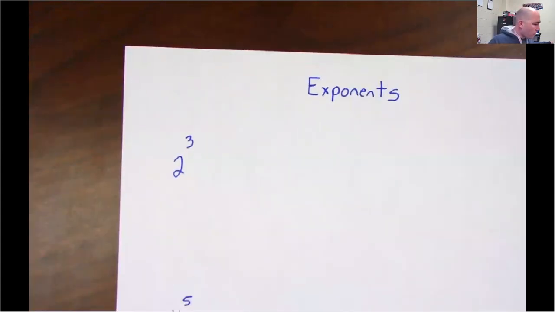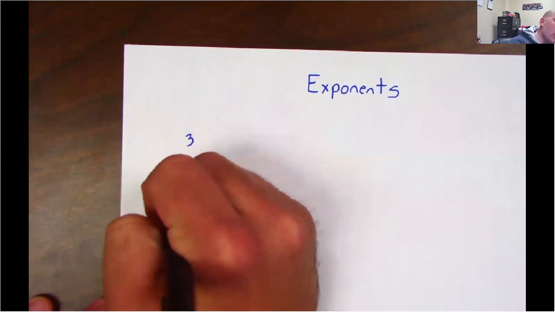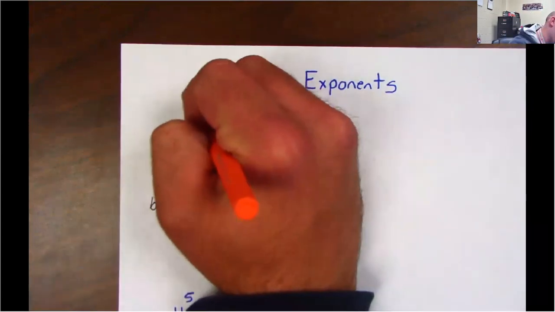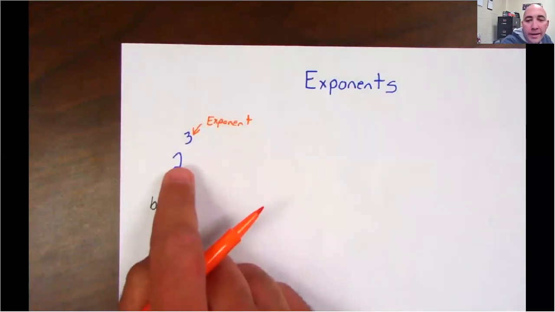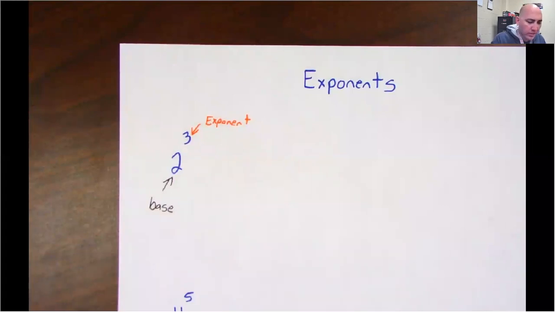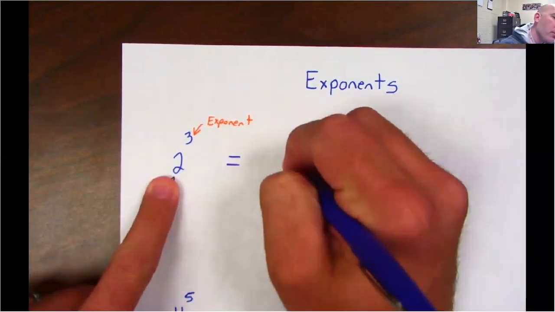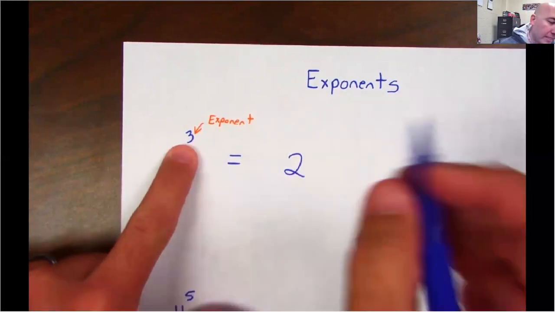exponents. So this big number, the 2, is our base. This is the number we're going to be multiplying by. The 3 is our exponent. That is going to tell us how many times we have to multiply the base. Some of you are saying that makes no sense. Well, here we go. So 2 to the 3rd, you take your base number 2 and you multiply it by itself 3 times.